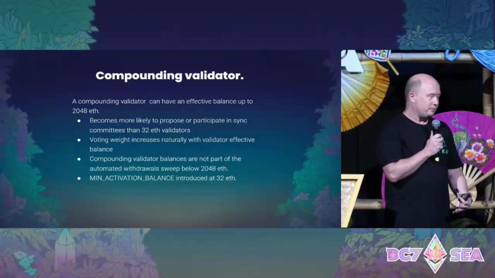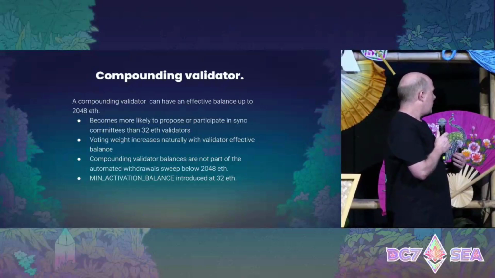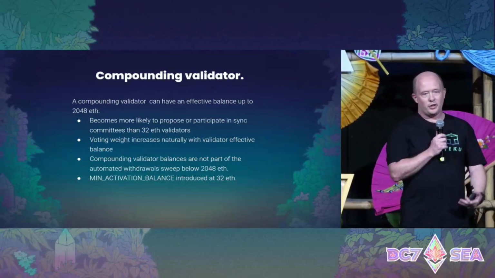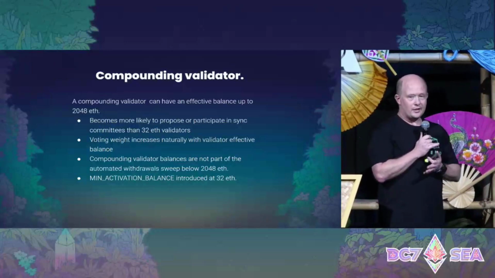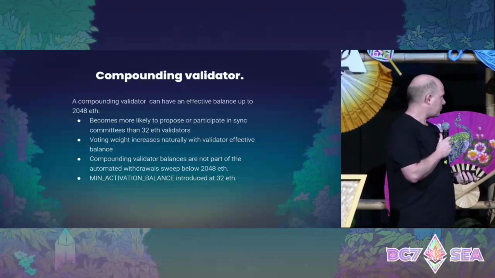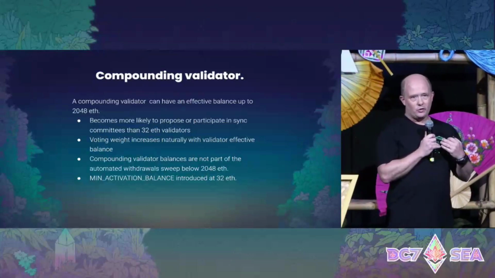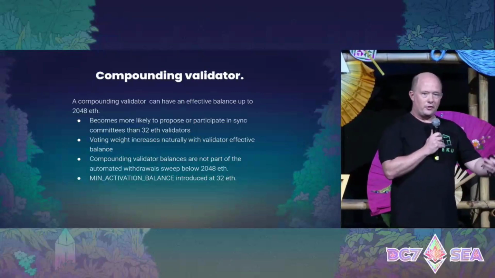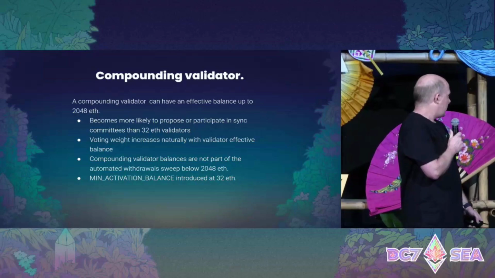That's pretty awesome. It has implications. So you're going to become more likely to propose a block because you have more effective balance if you're at 2,048 ETH, and also to participate in a sync committee. Your voting weight actually increases, so your vote on the security of the chain is increasing because of that as well.